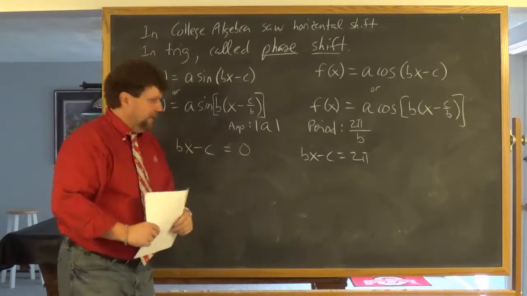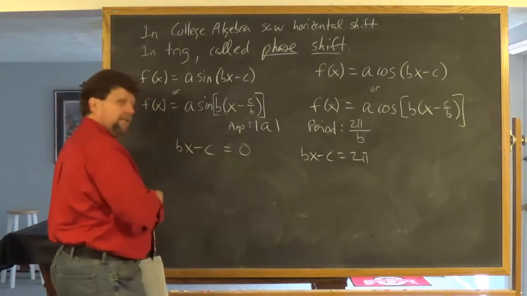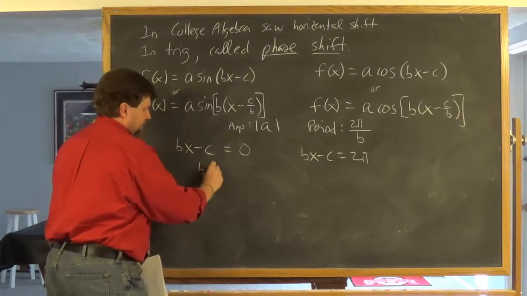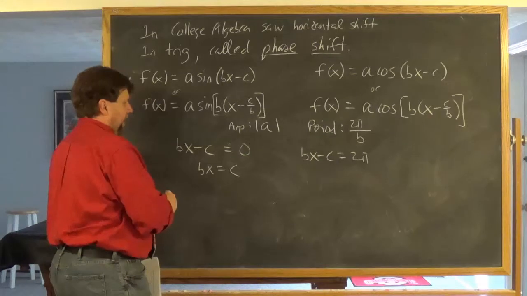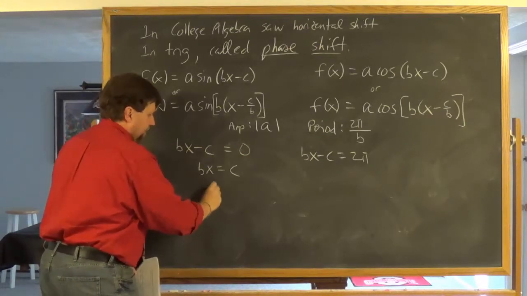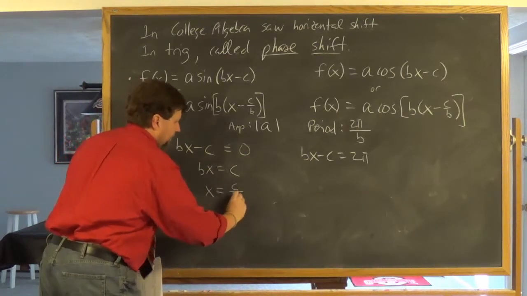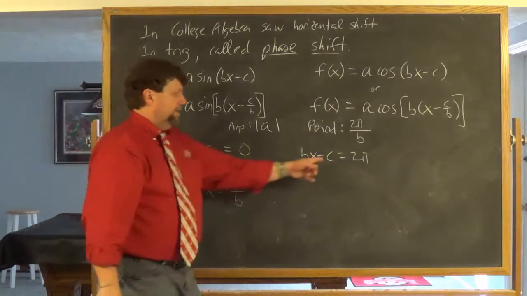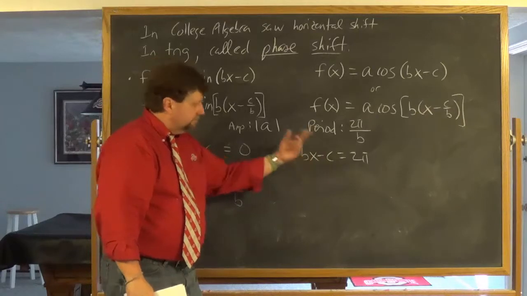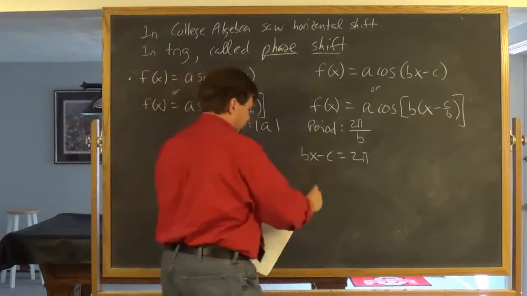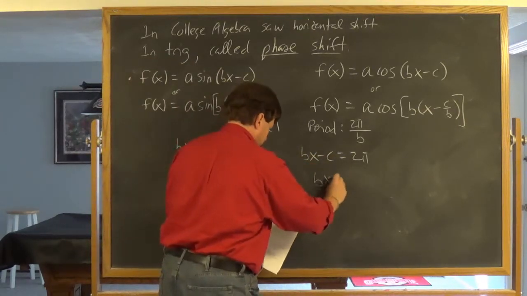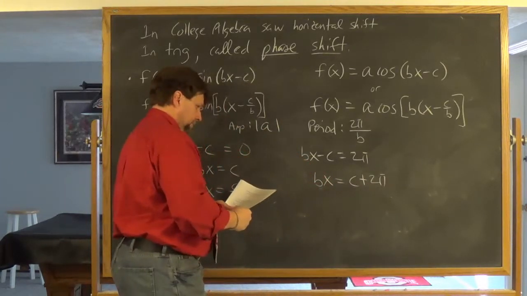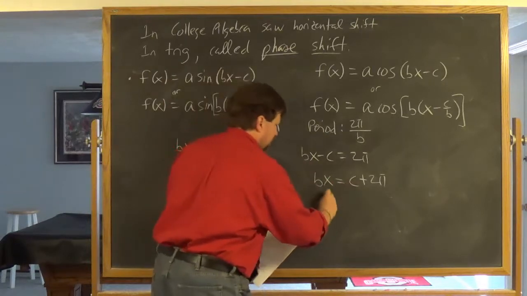Well, let's just play around. Let's see if we can solve this equation for x. Well, I think we'd add c to both sides, and then divide both sides by b. Well, look at that. We were able to solve it for x pretty easily. Can we solve this equation here for x? Sure. Add c to both sides. Divide both sides by b.